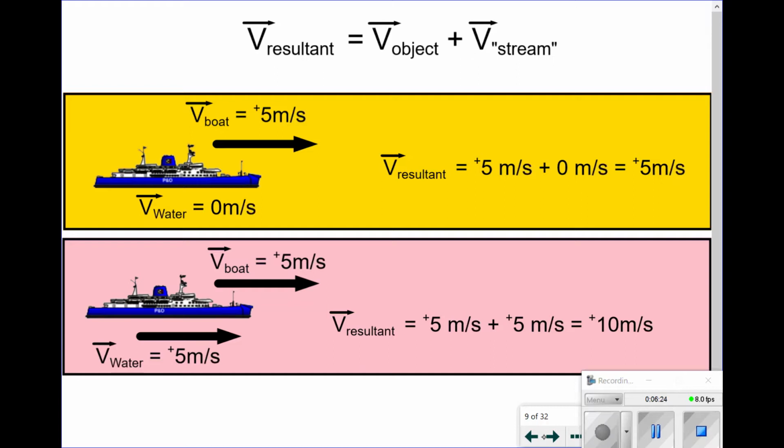In the river question, where we have the water flowing at 5 meters per second, it's much easier to see the resultant is just going to be the two velocities of the boat and the water being added up together to make the combined 10 meters per second positive.